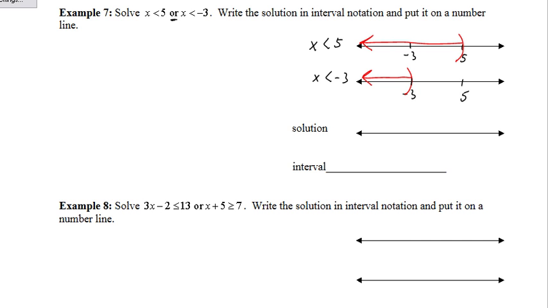So start by including the first set. I'm going to start by including all numbers less than 5. Then I can also include all numbers less than negative 3, but they're already in here. So saying all numbers less than 5 includes all of these, so that's your answer. All numbers less than 5. So from negative infinity to 5. Let's try 8.